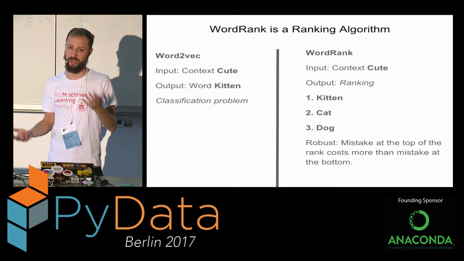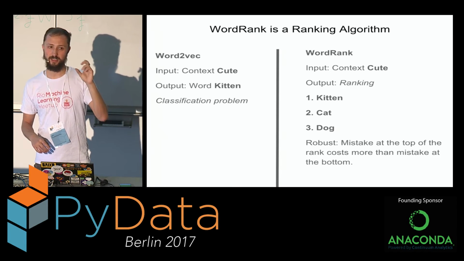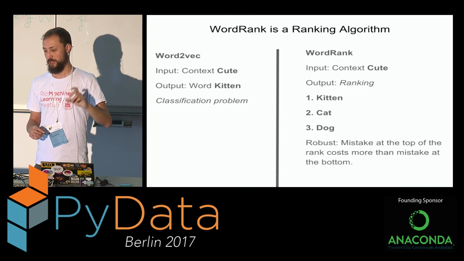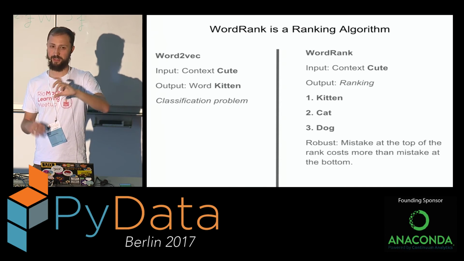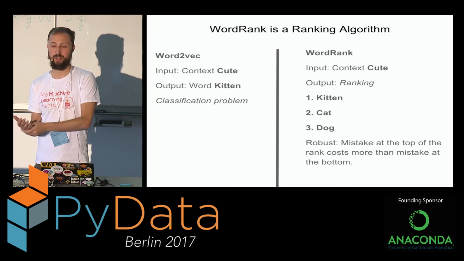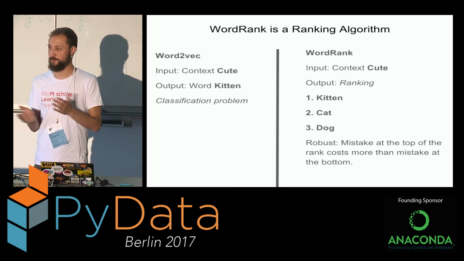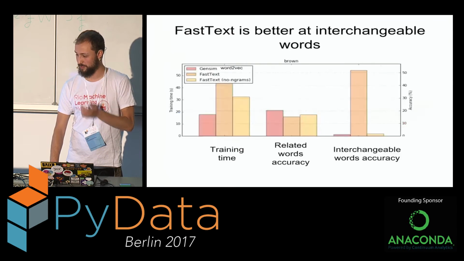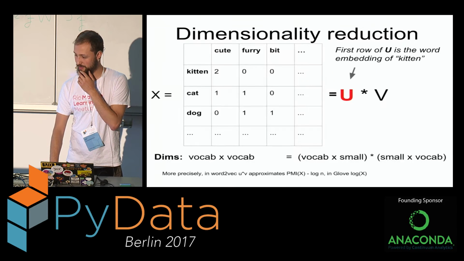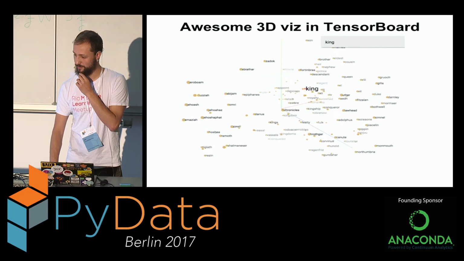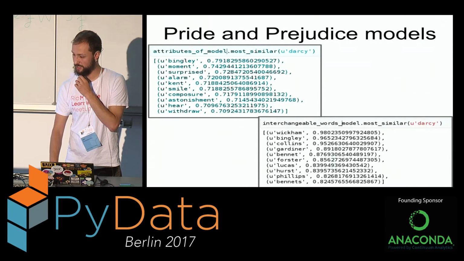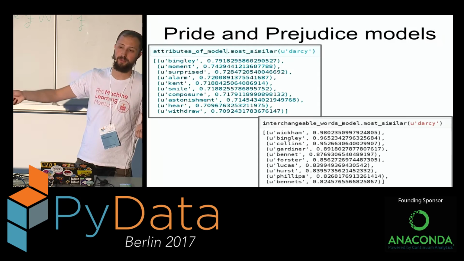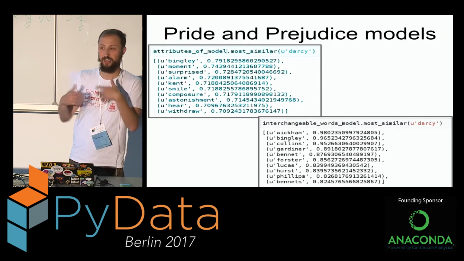But you have to create the whole ranking, and there's even a cost metric here. So a mistake at the top costs you much more than a mistake at the bottom. And when I look at how you use word embedding models, I just do Gensim or similar, and what I care about is the ranking. That's really how they're used.